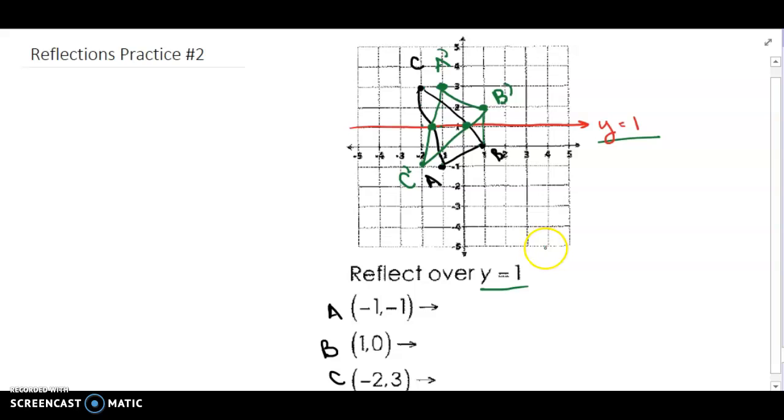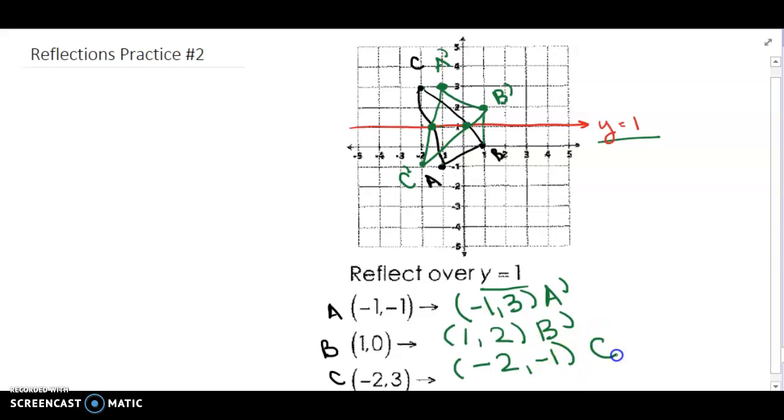And please, please, please, do label it A prime, B prime, C prime. Now, just by taking these coordinates from up here, this is -1, 3 is my A prime, my B prime is 1, 2, this is my B prime, and my C prime is -2, -1, and that's my C prime.